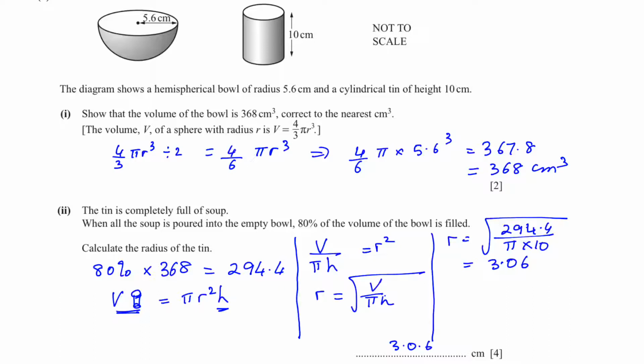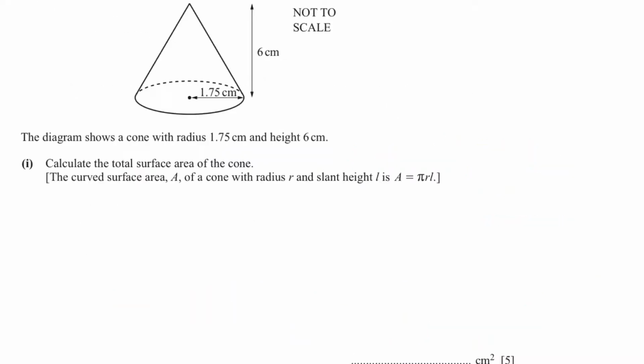If you find this way difficult, you can initially substitute what you have got. So you could have done 294.4 is equal to pi r square times h, which is 10. And then you could have brought 294.4 divided by 10 pi. And because there is a square, I will have square rooted it. So both the ways are nearly the same, whichever way you find easy.